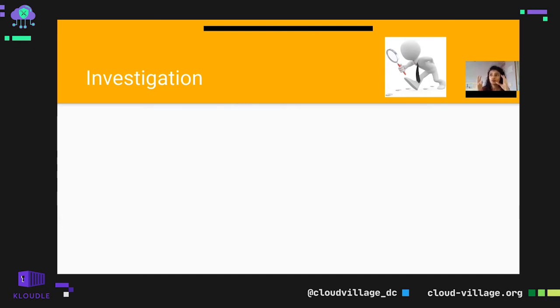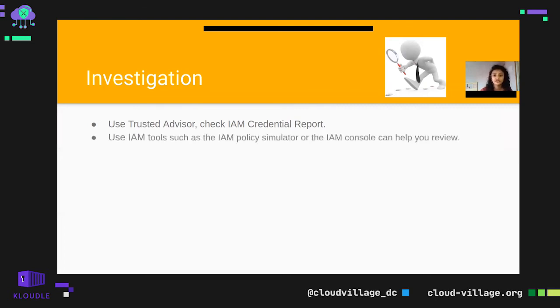So to avoid this, what can be the investigation or detection services? For investigation or detection purposes, you can use services or tools to identify or to get alerts, right? So for that, you can use Trusted Advisor or the IAM credential report to check when the last credential was used, at what date, at what time, who used it, right? Then use IAM tools such as the IAM policy simulator so that you can simulate the policy and see what kind of access this user has, right?